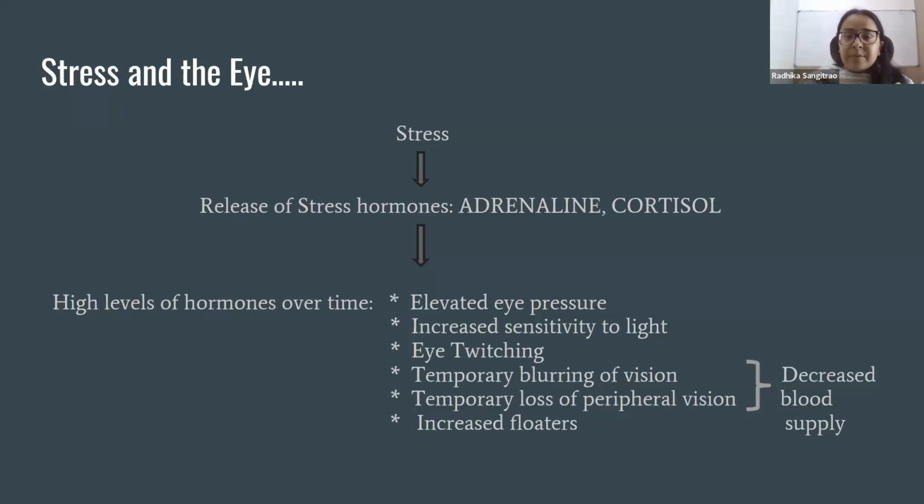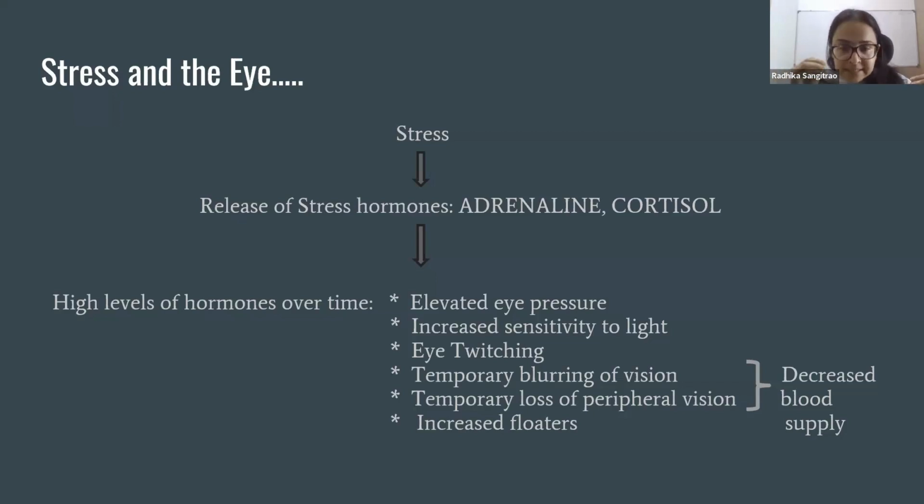But it can increase eye pressure, it can increase sensitivity to light. You can have eye twitching. I get a lot of patients saying that they have eye twitching, where the lid is like vibrating of sorts. And then some people, if they are in really high levels of stress, can even suffer from temporary blurring of vision or temporary loss of the peripheral field of vision.